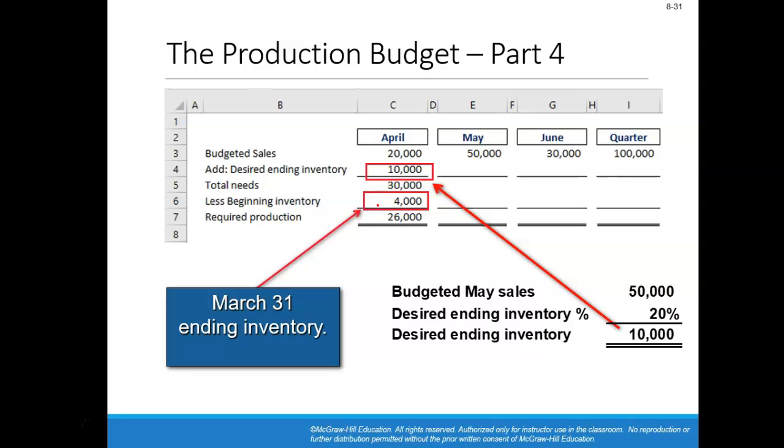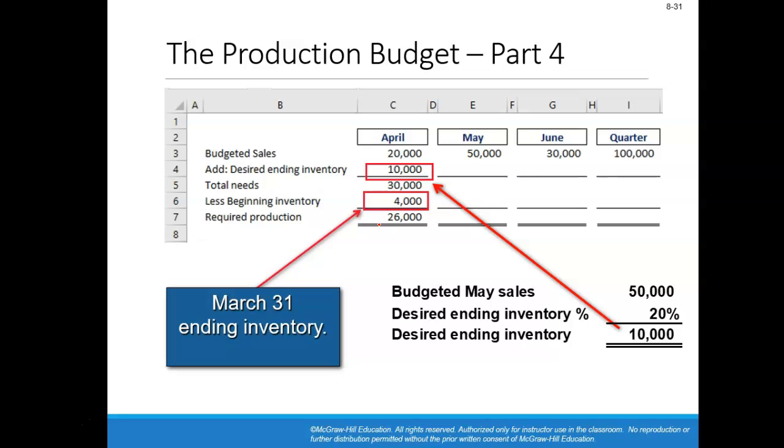Now, we have 4,000 units already available. That was the ending inventory from the first quarter. Therefore, in the month of April, we need to produce a total of 26,000 units.